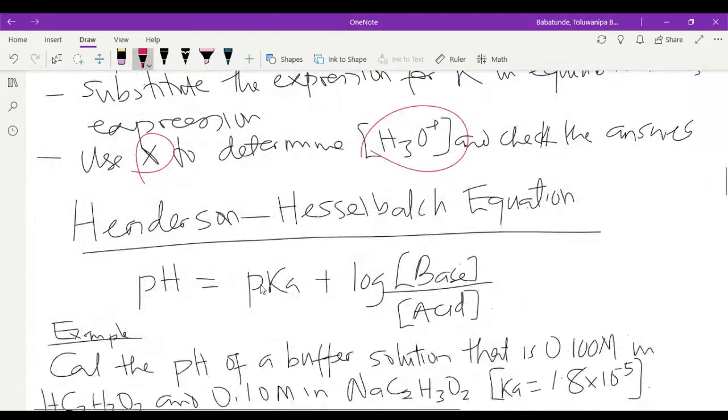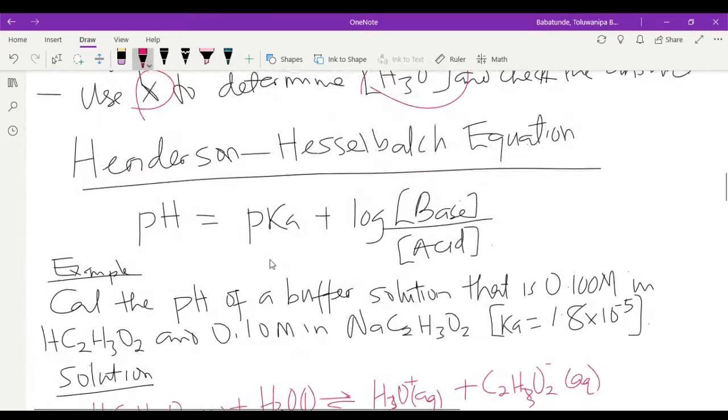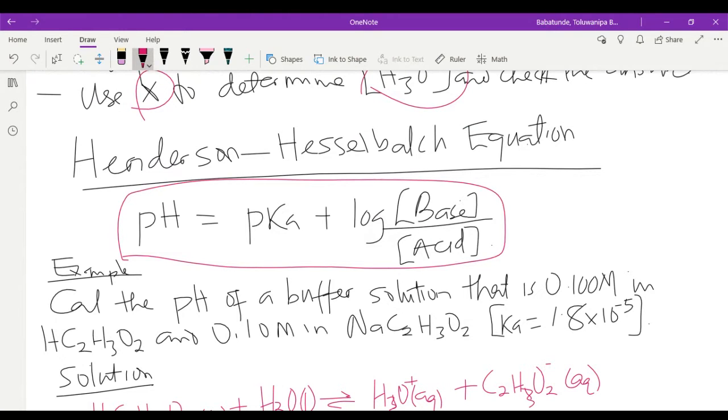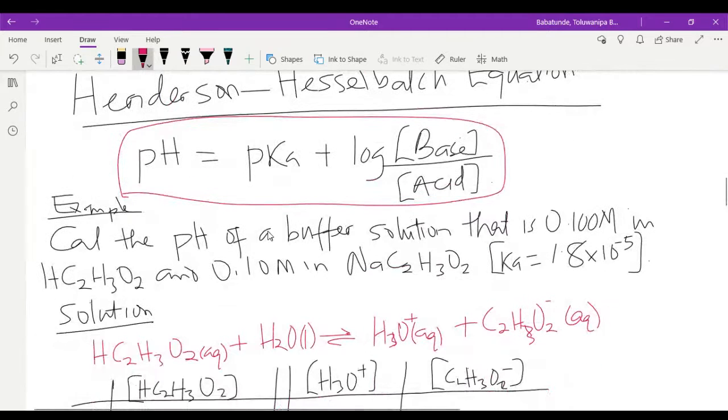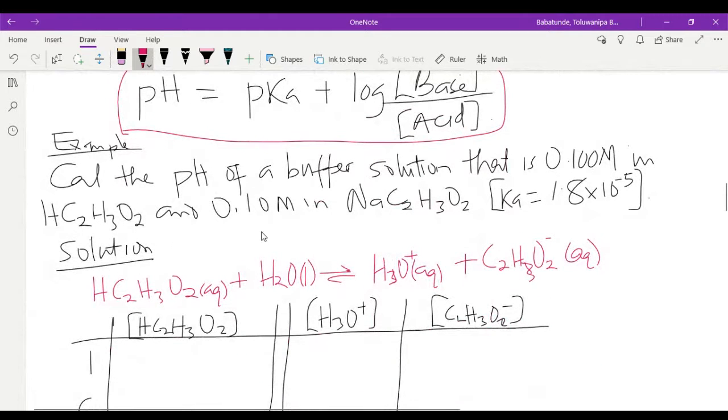Another way is to use the Henderson-Hasselbalch equation, with which we can find the pH, which is equal to the pKa plus the log of the concentration of the conjugate base over the weak acid that we have. For example, calculate the pH of a buffer solution that is 0.1 molar in acetic acid. This is a weak acid at 0.1 molar, and this is the conjugate base that we have.